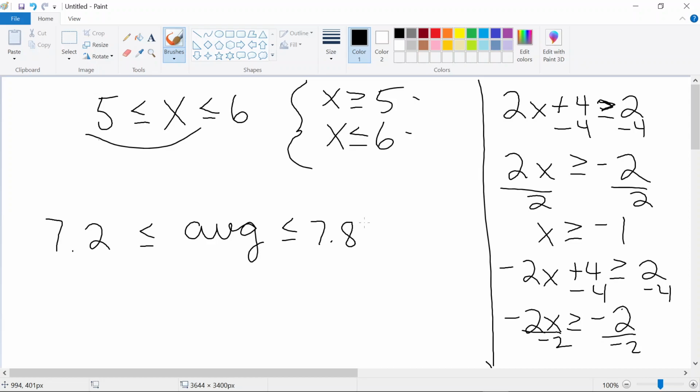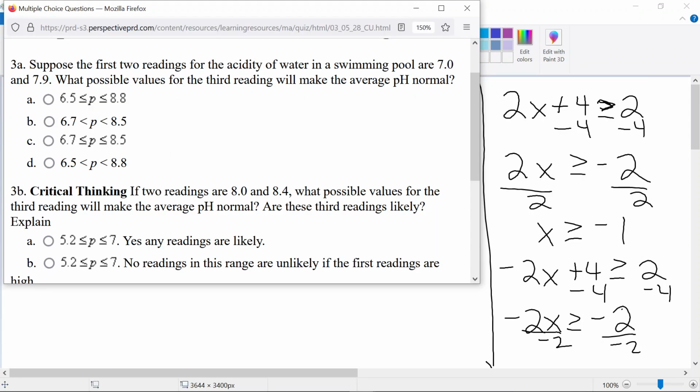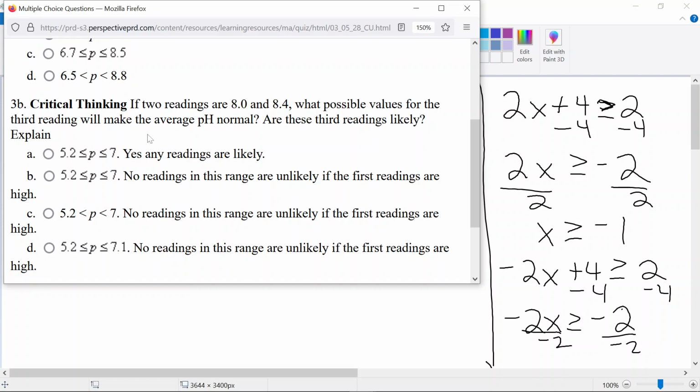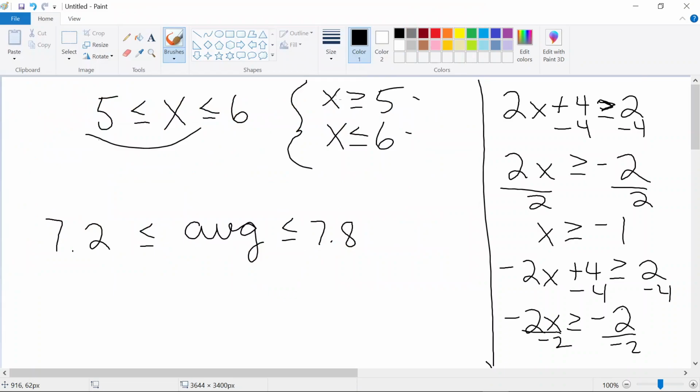How do I find the average? The average is the sum of the readings divided by the number of readings. I believe there are 3 readings. Let me look at the practice question. It says, if 2 readings are 8 and 8.4, what possible values for the third reading will make the average pH normal? Are these third readings likely? Explain.